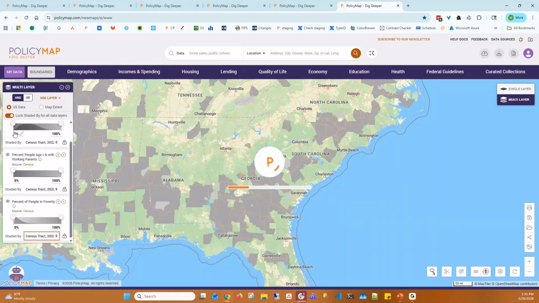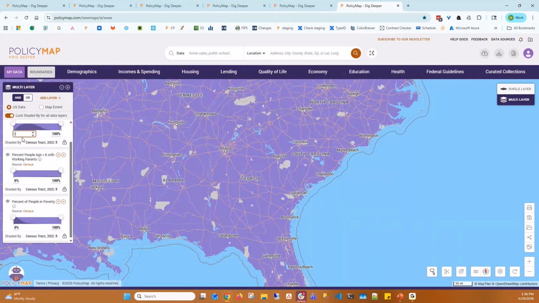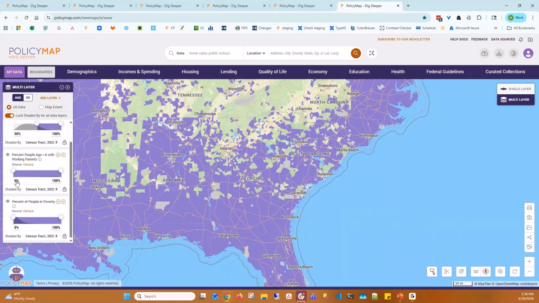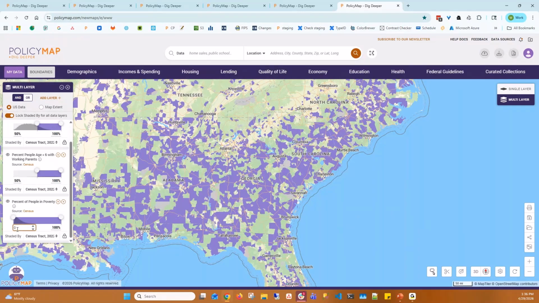When you do change geographies, you will have to reset as you may want to change your metrics. So I will just set in, I think we said 50 there, let's say 50 here, and then we'll say 50 here.